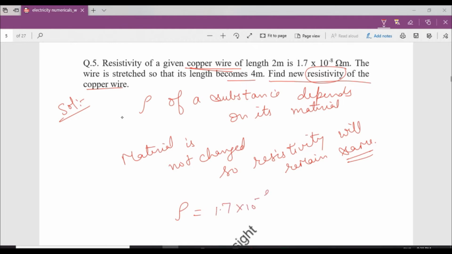The resistance will vary on stretching the wire or cutting the wire, but until you change the material from copper to some other material, the resistivity of a wire is not going to change. Proceeding to the next question.